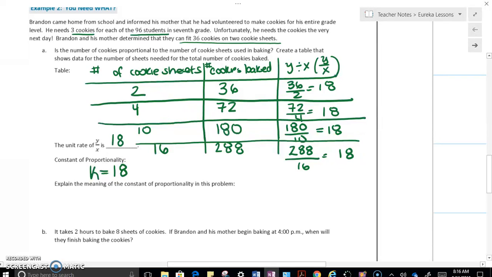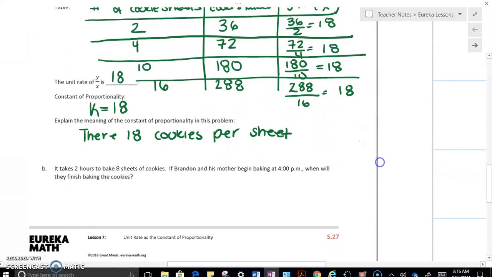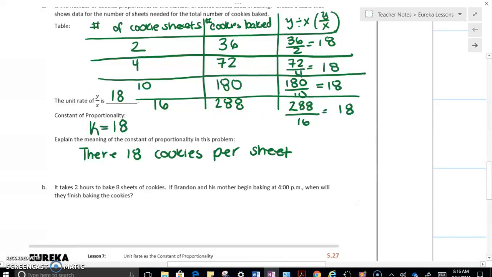Now we're going to explain the meaning of the constant of proportionality in this problem. Just like our previous problem, restate your unit rate. There are 18 cookies per sheet. It takes 2 hours to bake 8 sheets of cookies. If Brandon and his mother began baking at 4:00 p.m., when will they finish baking the cookies?